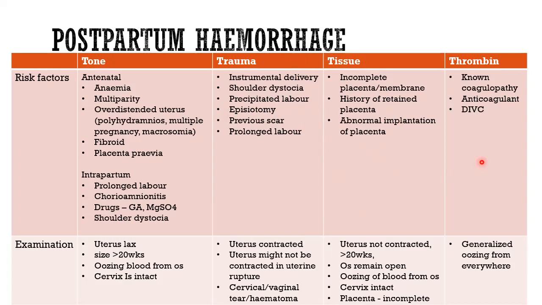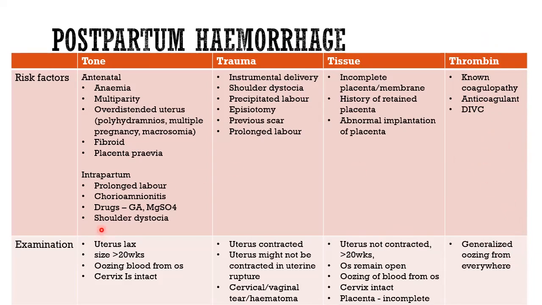So unless those patients are known to have some coagulopathy, or they just had a placental abruption one or two hours before, or they are on warfarin and suddenly come in labor, or they have already developed DIC when they have antepartum hemorrhage, then these are the causes of thrombin. So on examination, how do you differentiate between these 4 T's?